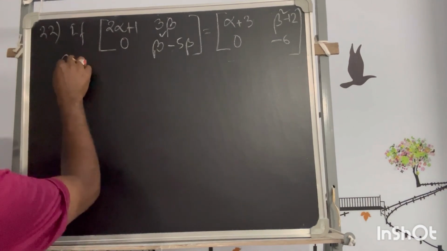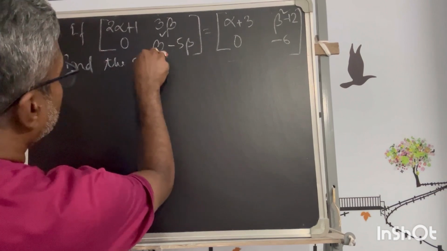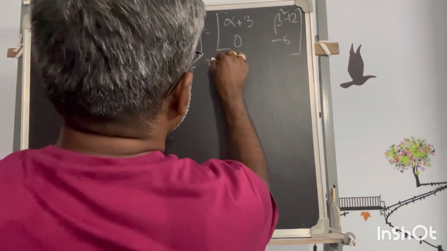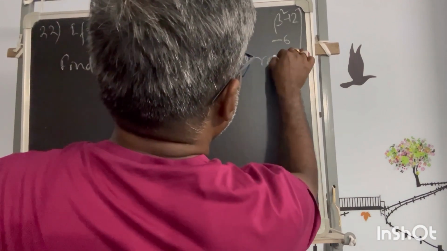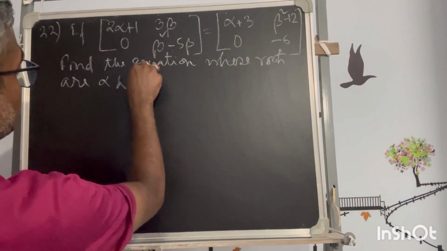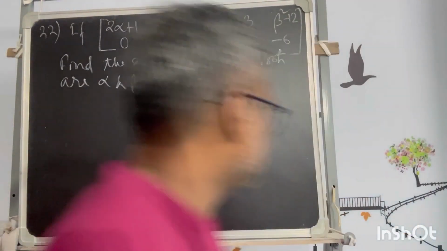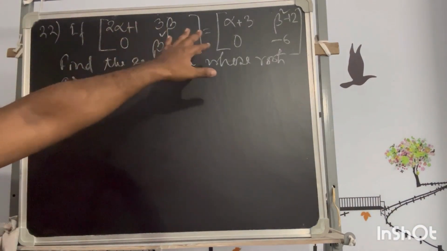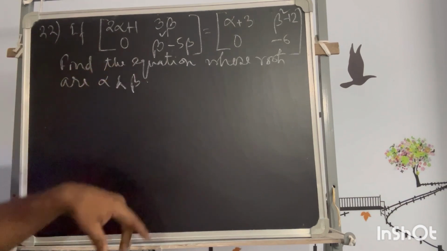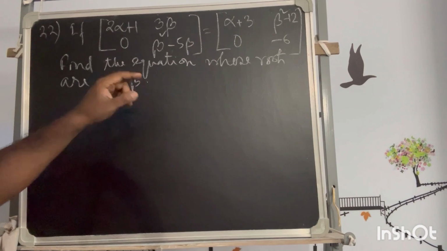then find the equation whose roots are alpha and beta. So this is your task. First your task has to be to find the value of alpha and beta, then after you can go with forming a quadratic equation which is having two roots alpha, beta.